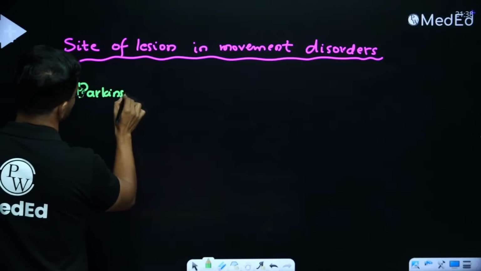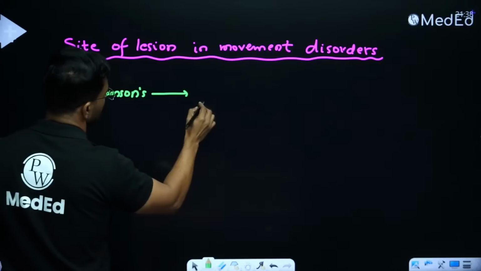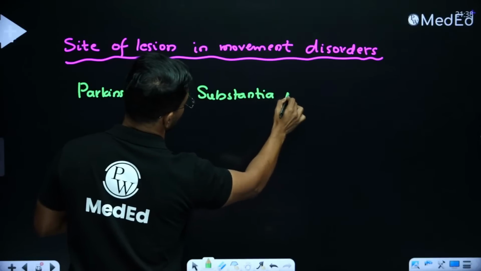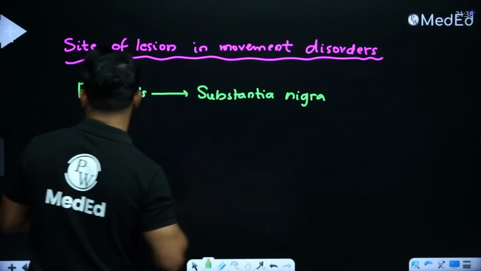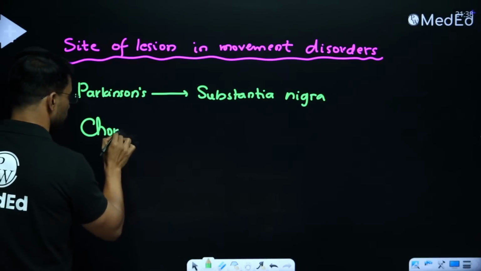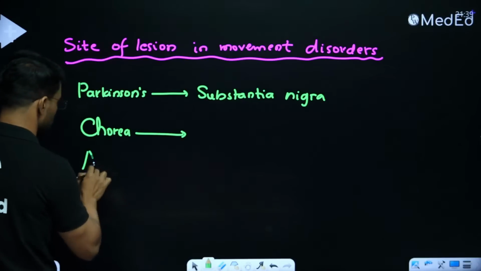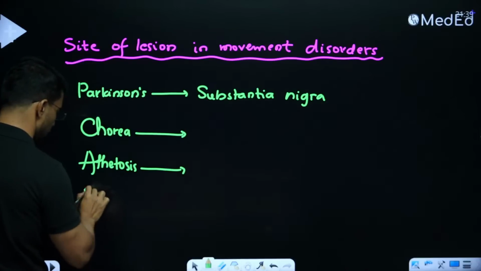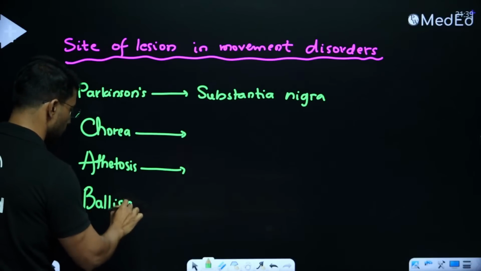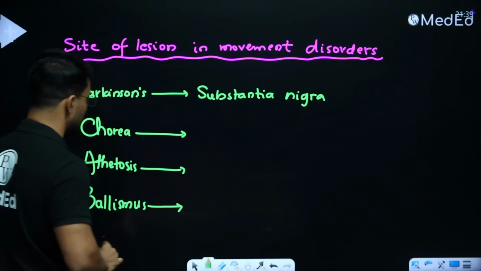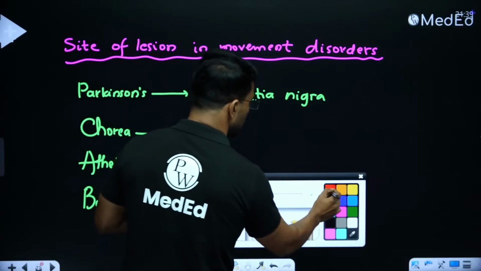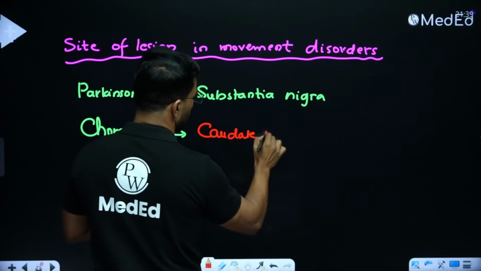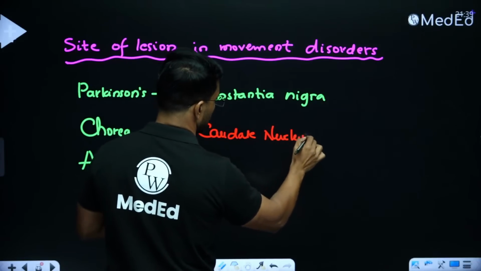So in Parkinson's, it's going to be substantia nigra pars compacta, or in simple words, substantia nigra. Okay, then we have chorea, we have athetosis, and we have ballismus. If all of these are unilateral, we can also call them hemichorea, hemiballismus, hemiathetosis. The site of lesion for chorea is mainly the caudate nucleus. Caudate nucleus of the basal ganglia.